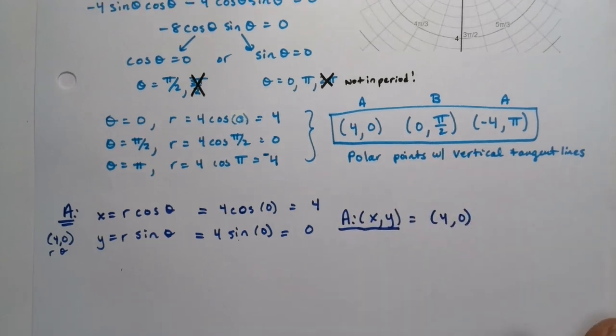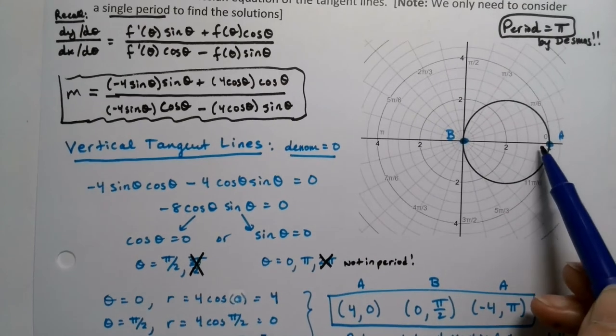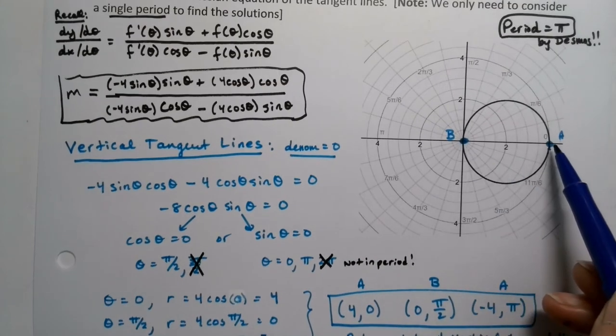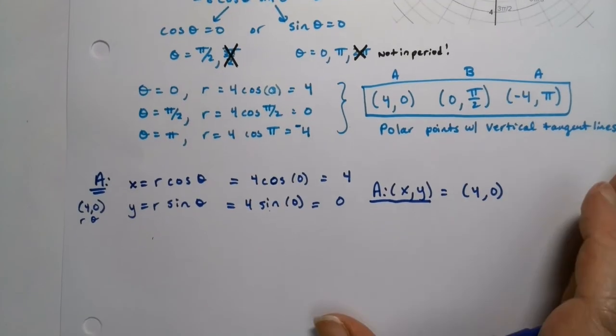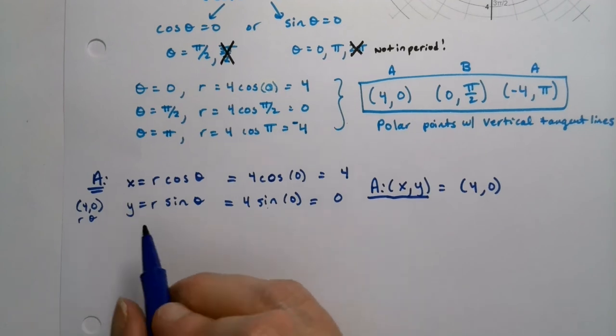And you can tell that just by looking at it. I mean, look at that point. That's over 4 up 0. I mean, look at it. Okay. You can imagine the other ones aren't going to be as easy as these.